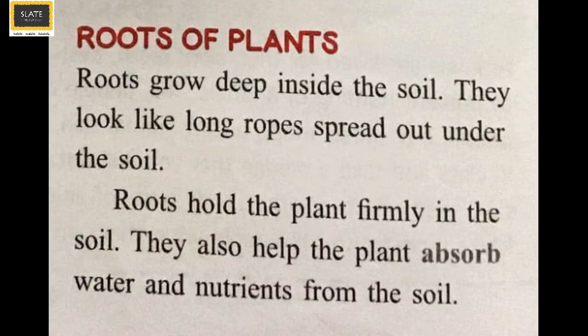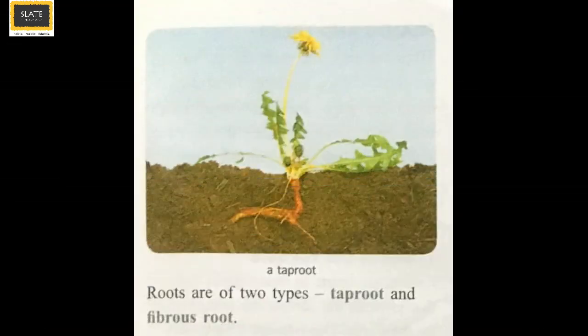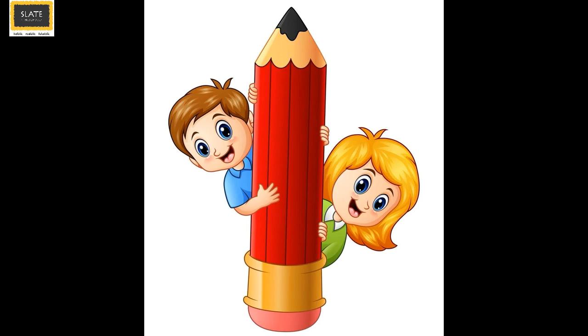Roots of plants. Roots grow deep inside the soil. They look like long ropes spread out under the soil. Roots hold the plant firmly in the soil. They also help the plant absorb water and nutrients from the soil. Roots are of two types, taproot and fibrous root. Slaters, underline the word absorb.